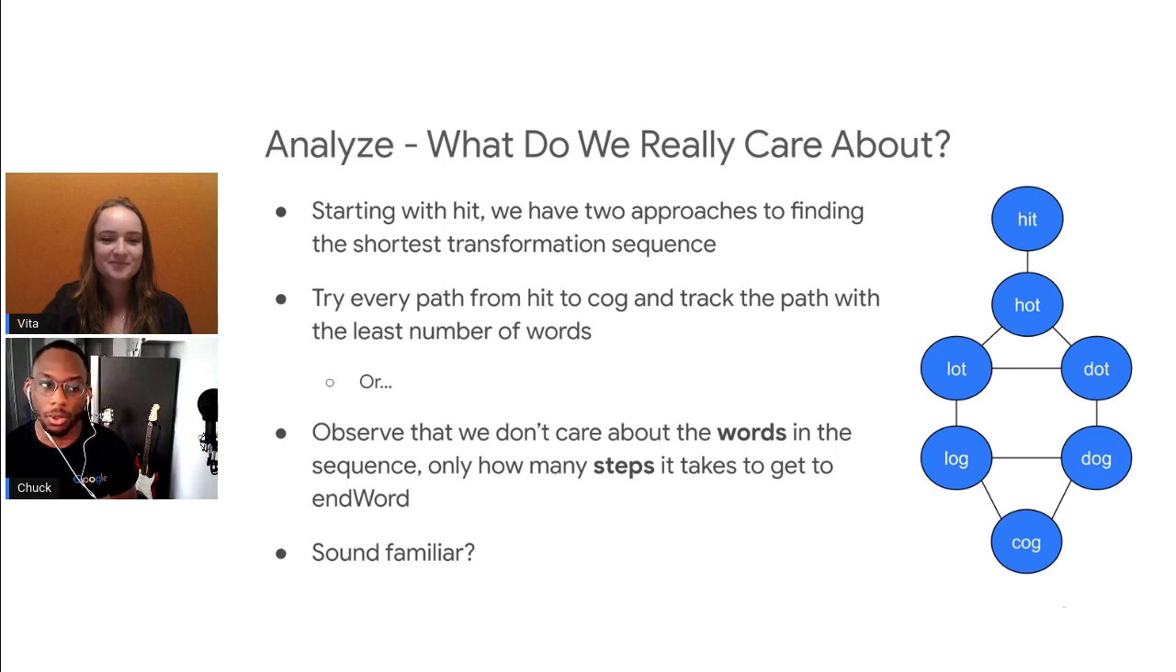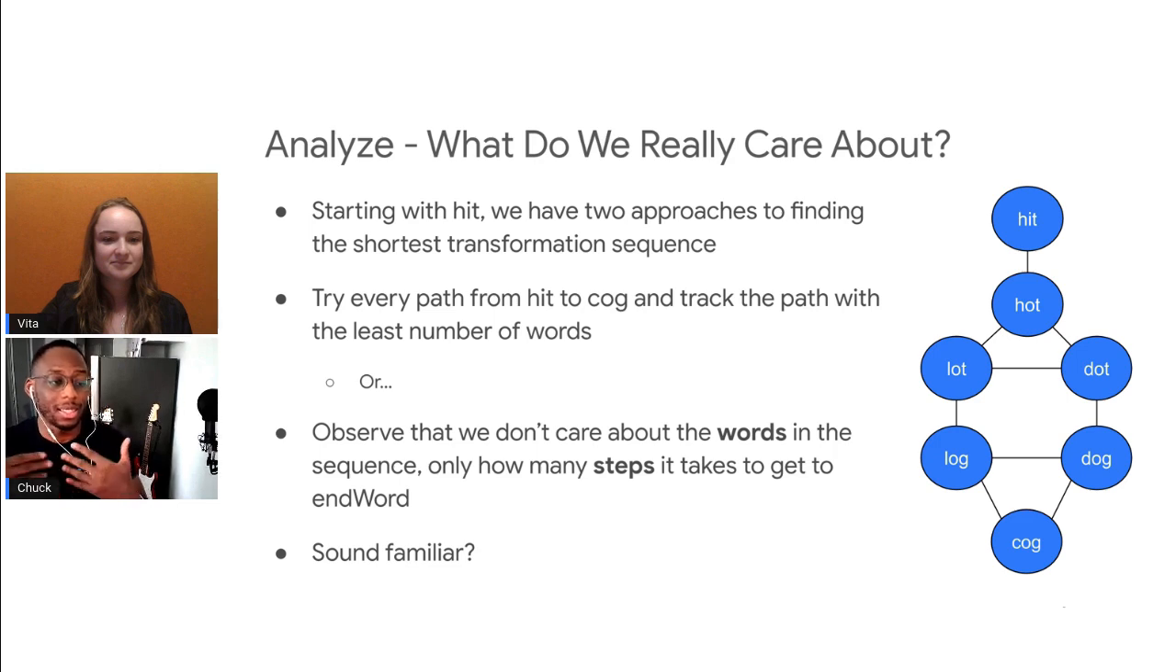All right, so how do we do this? There are two ways that immediately come to mind. We can start with hit and literally try every path until we get to cog. Or, remember what I said earlier, we don't actually care about the words in between. We just care about getting to cog, right?